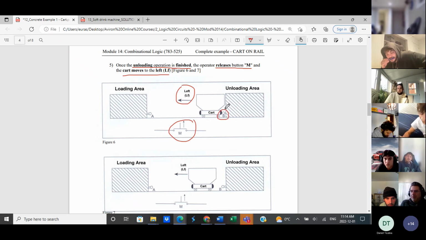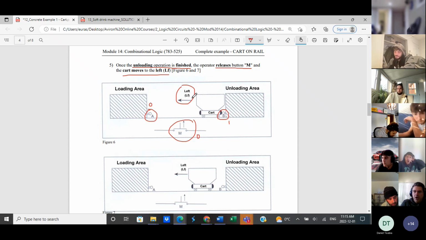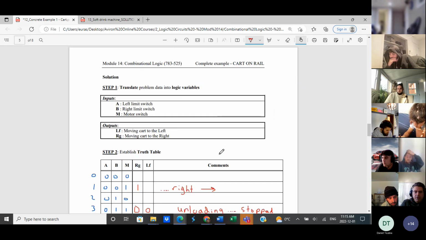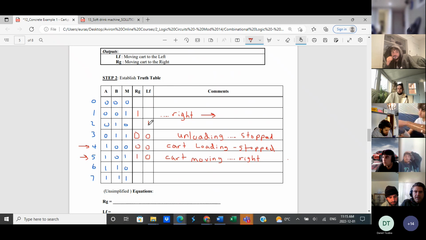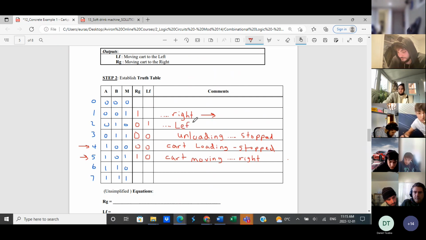but for a short period of time, B is still active. If B is active, then the cart can be in two places at once, which means A is not active. And like I mentioned before, M is released, so it's a 0. So at 0, 1, 0, the cart is moving left. If it's moving left, it cannot go right. It's moving toward the left. I'll put an arrow here going left. It's going back to its initial position.